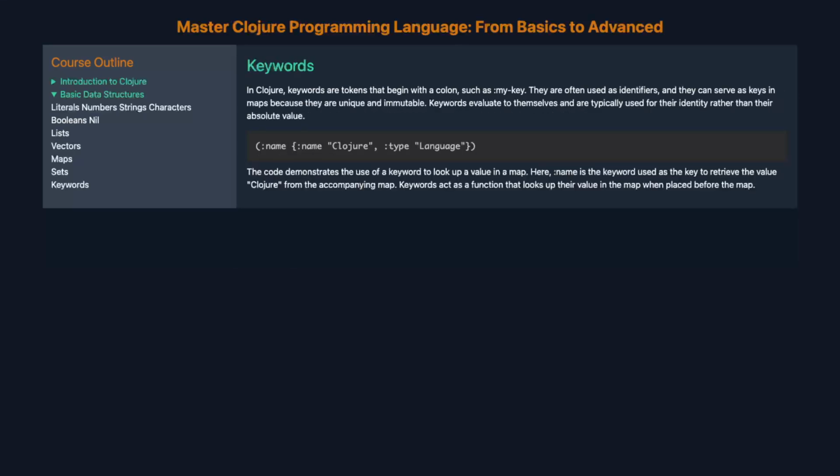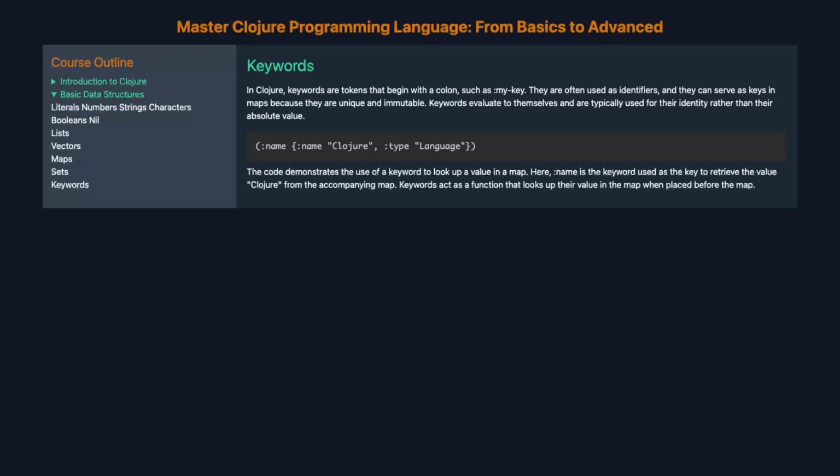Keywords. In Clojure, keywords are tokens that begin with a colon, such as :my-key. They are often used as identifiers, and they can serve as keys in maps because they are unique and immutable. Keywords evaluate to themselves and are typically used for their identity rather than their absolute value.